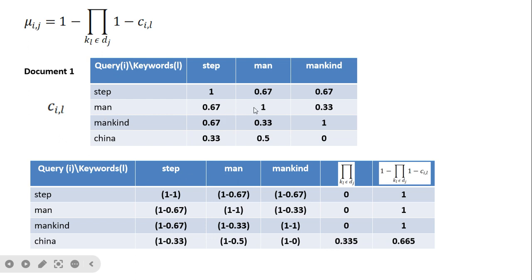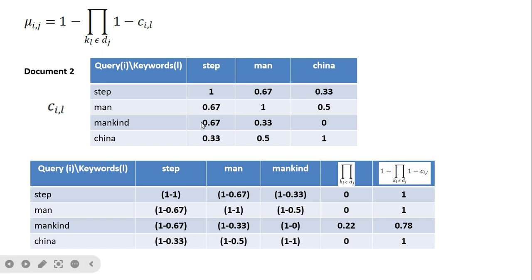1 minus 0.67, 1 minus 1 we will not calculate. We are getting the value for China, which is 0.665. So here we are getting the membership with step 1, man 1, mankind 1, but with China we are not getting 1. Even though China is not present, we are getting the value 0.665 because China is related with some of the keywords in the document. So similarly we will do it for document 2.